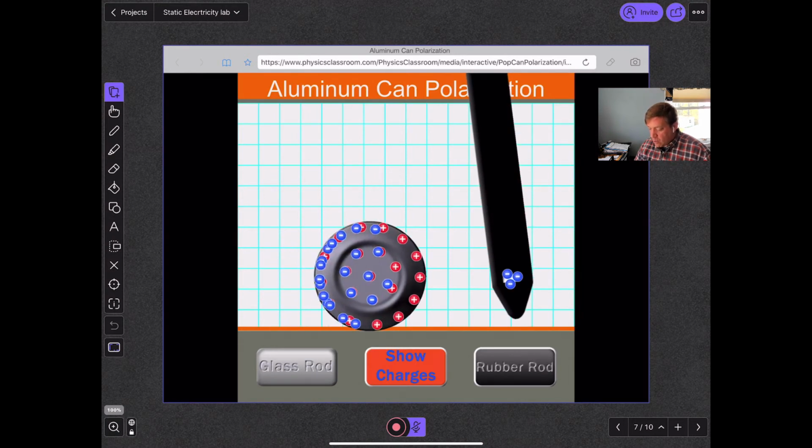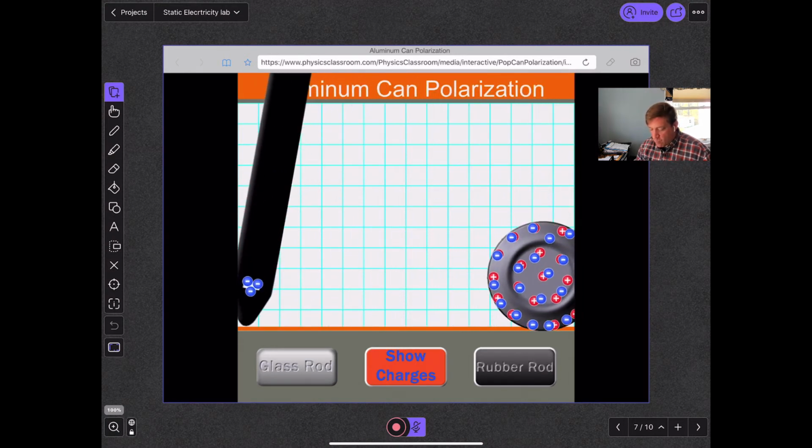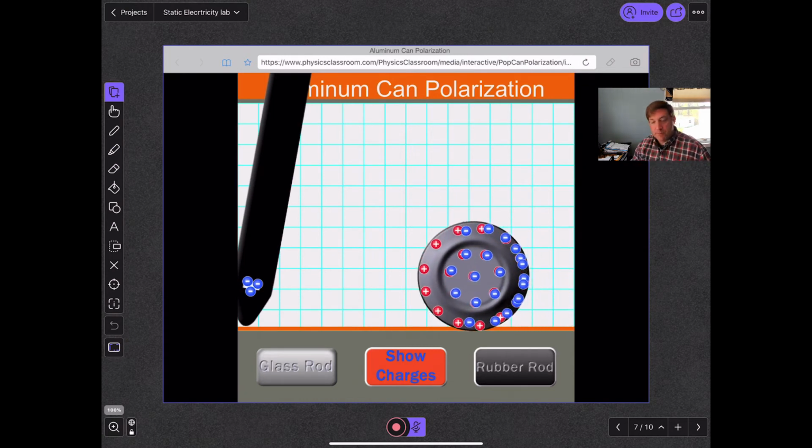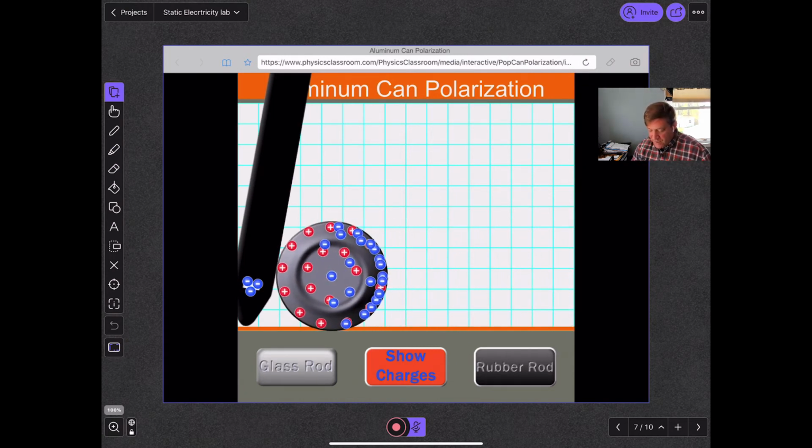No matter where we put the negative plastic wand, the electrons move away, and it leaves the front face of the can. The can that's facing the wand is always going to be the opposite charge of the wand, so it's positive. And we know that opposites attract.